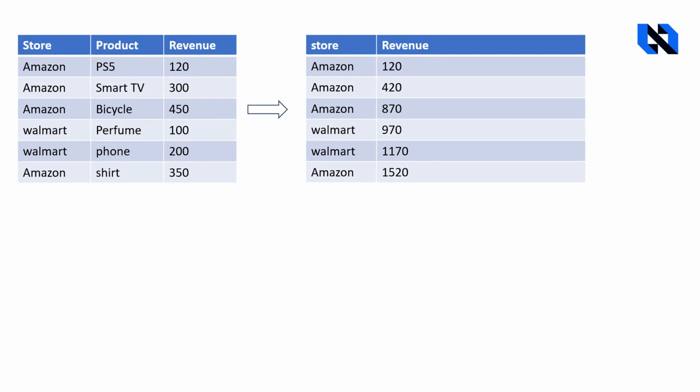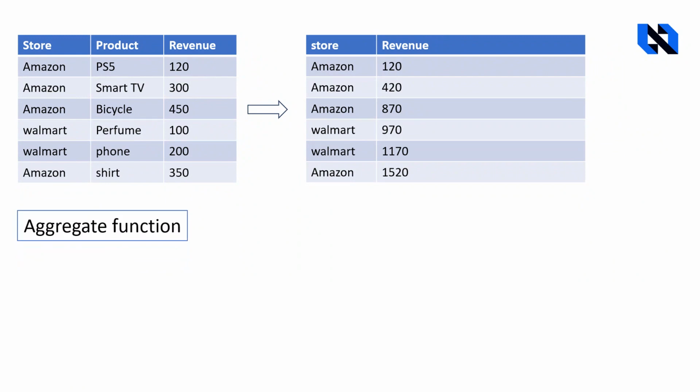You can see that the revenue is an accumulation of every row value for this particular table. So 120 plus 300 gives me 420, 420 plus 450 gives me 870, 870 plus 100 gives me 970, 970 plus 200 gives me 1170, 1170 plus 350 gives me 1520.